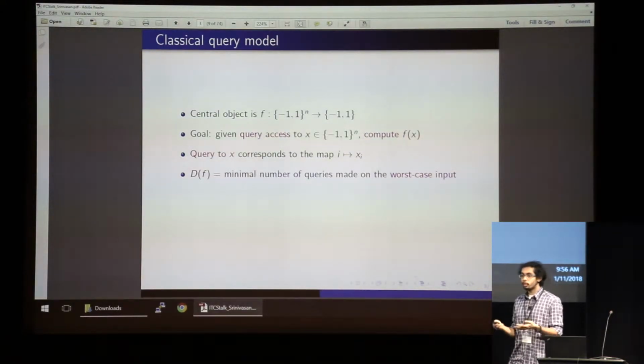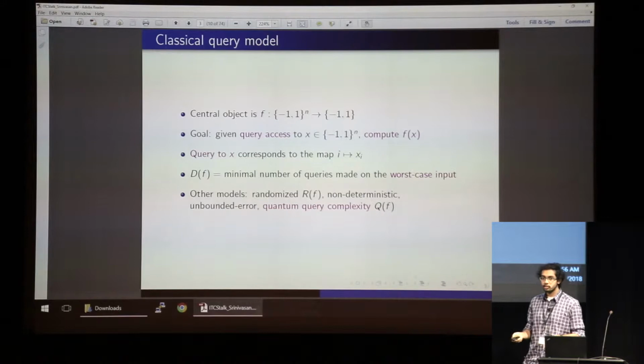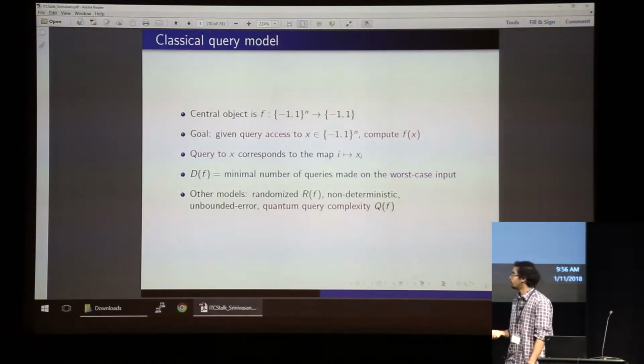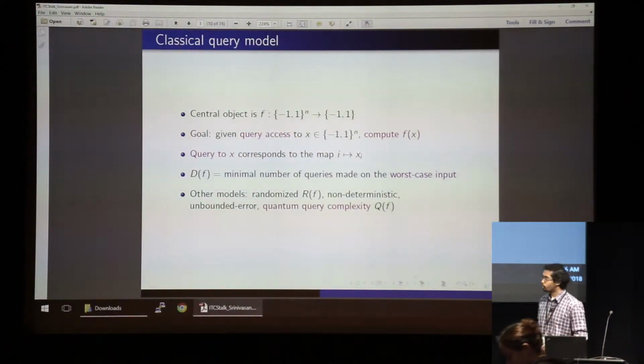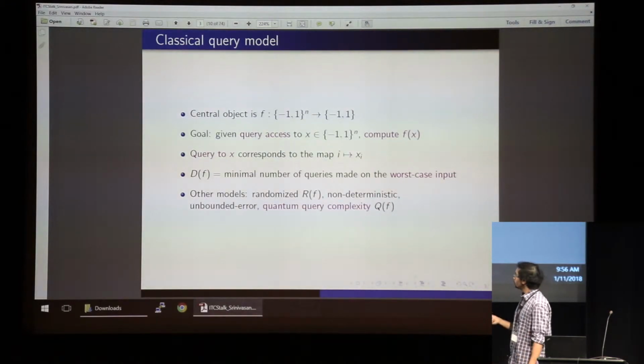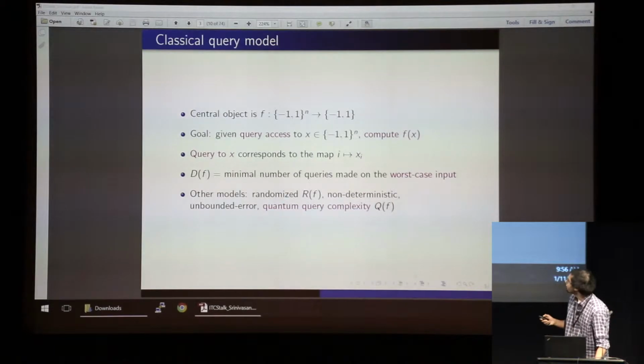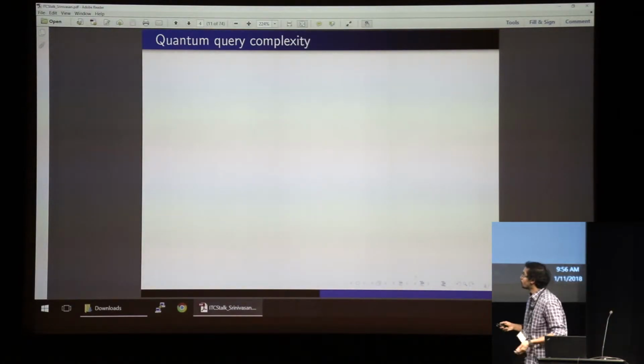And there are other models of query complexity as well. For example, randomized query complexity, where you allow randomness in the algorithm, non-deterministic query complexity, unbounded error query complexity, and quantum query complexity. And in this talk, I'll be looking at the quantum query complexity. So a quantum query is just a natural generalization of the classical query.